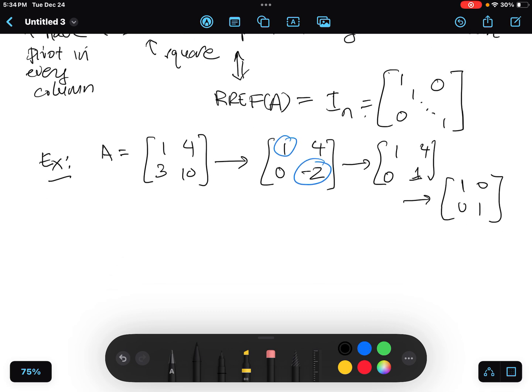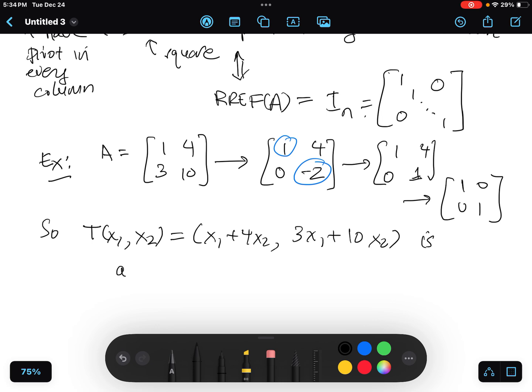So what does that mean about the transformation? Let's write down the transformation. It maps (x1, x2) to (x1 + 4x2, 3x1 + 10x2). So this is an invertible linear transformation, linear map. Okay, that basically wraps up the series of videos on linear transformations.